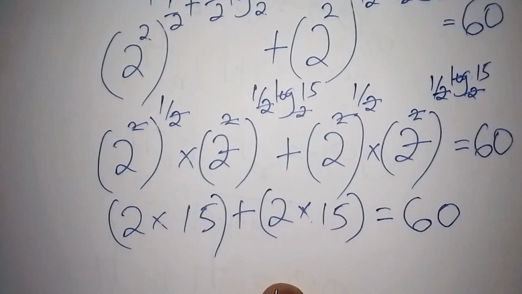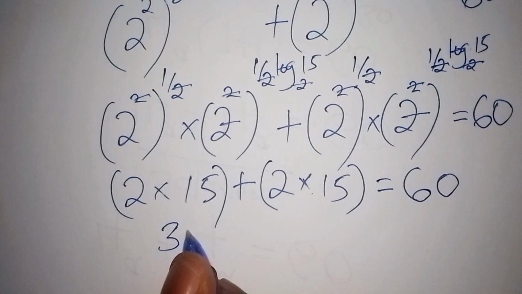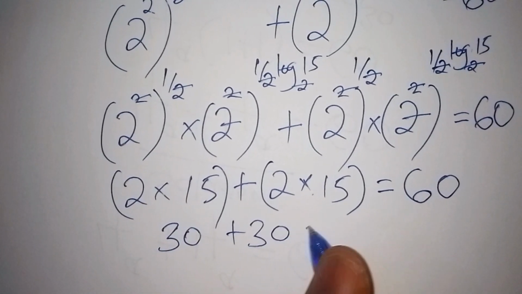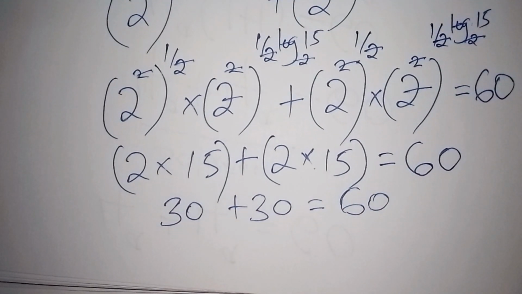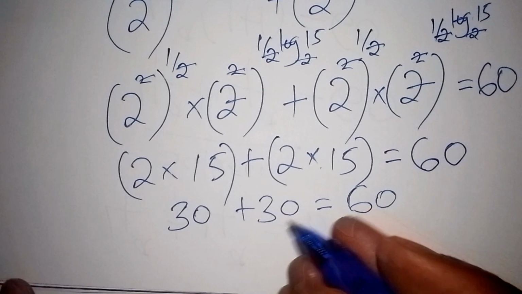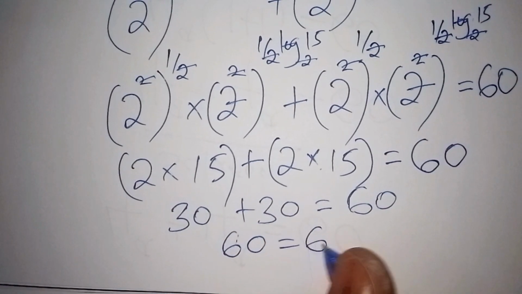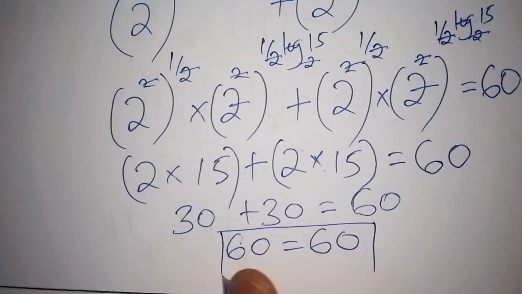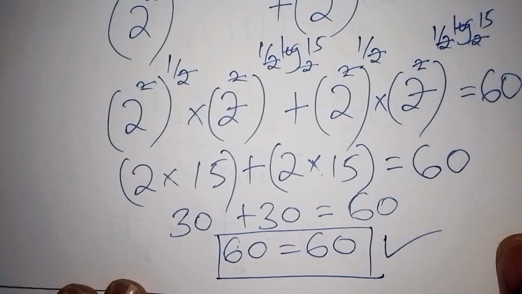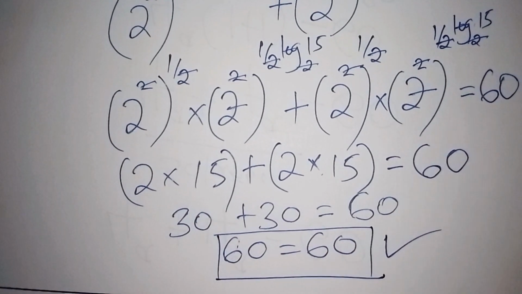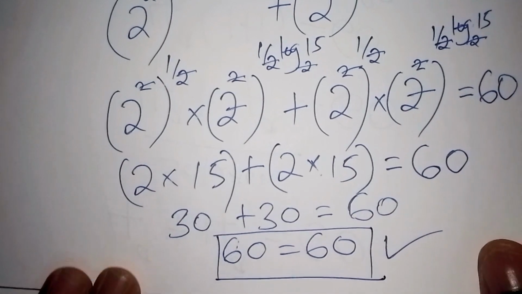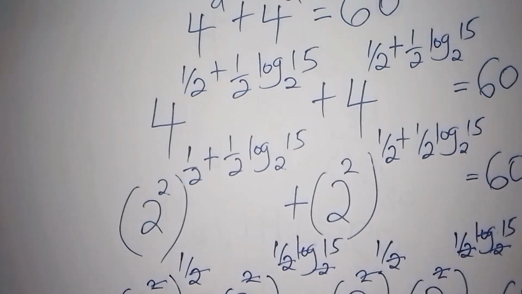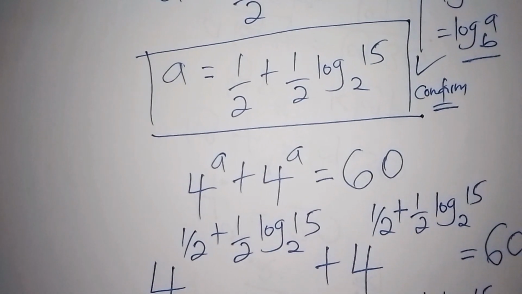So 2 multiplied by 15, our result is 30 plus 30 is equals to 60. So what is 30 plus 30? 30 plus 30 is 60. So meaning that we shall have 60 is equals to 60. So our answer is very, very correct, and we conclude by saying that the value for A is a half plus a half the log of 15 to the base of 2, as we found it earlier on in this maths problem, as we had got it here.